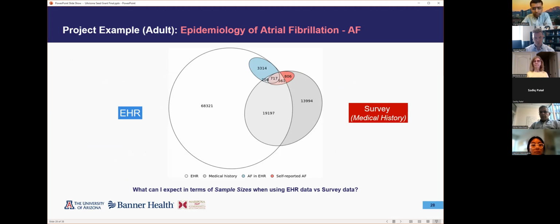So I want to follow up on Jason's examples and add two more, one related to adult participants and the other related to pediatric.